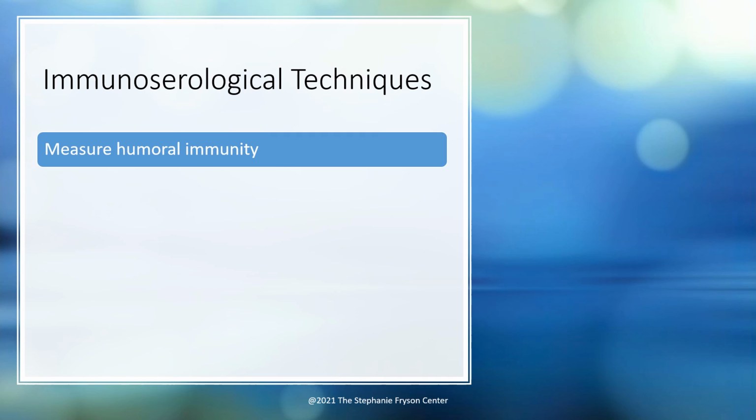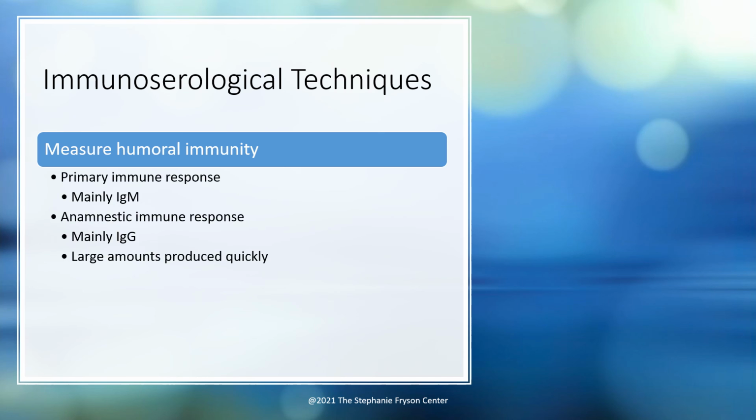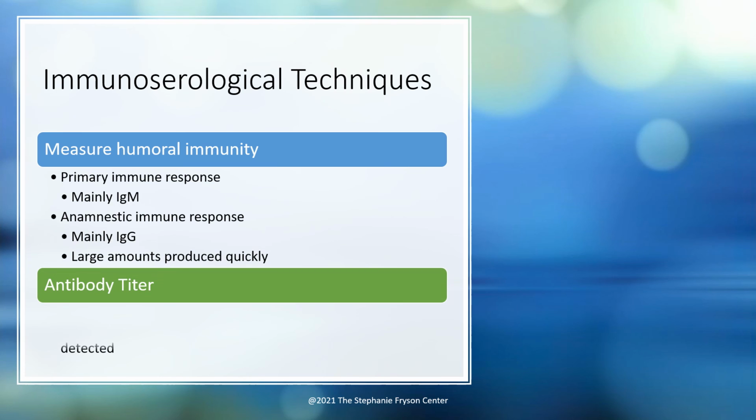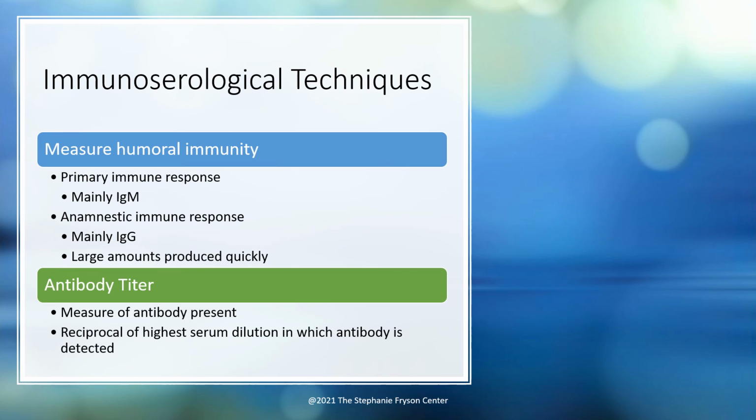Immunoserological techniques. So, of course, this is serology. You get a lot more of this later in that course if you haven't taken it. These measure humoral immunity. The primary immune response is mainly IgM. That's the first immune response. The anamnestic immune response is IgG. That's the second time around, so you get large amounts of immunoglobulin produced the second time around. You can do an antibody titer here, and some of you who've had blood bank know about this. You measure the antibody that's present, and the reciprocal of the highest serum dilution in which the antibody is detected is determined as the titer.